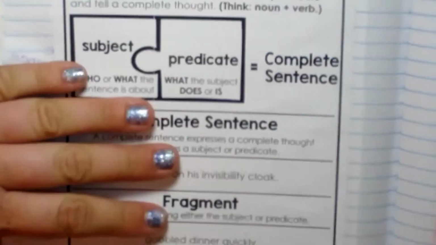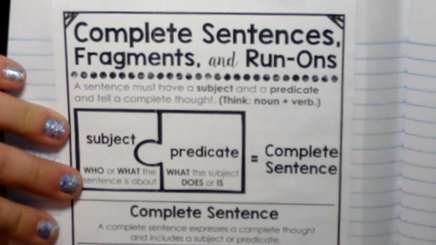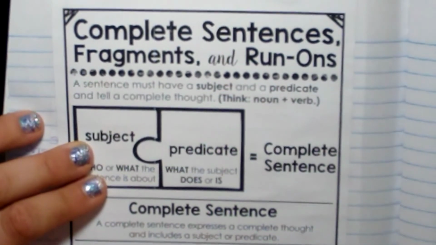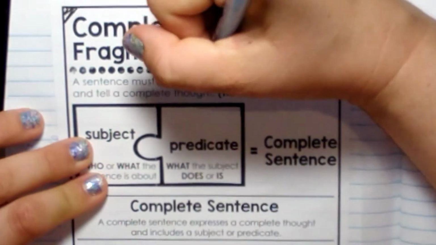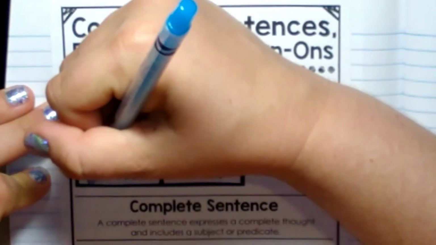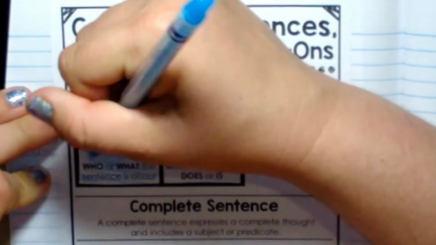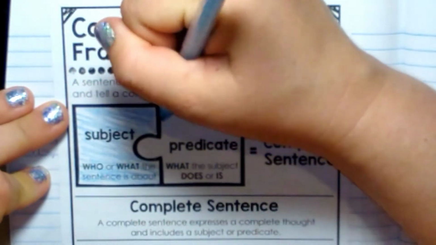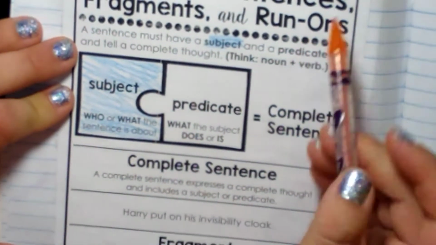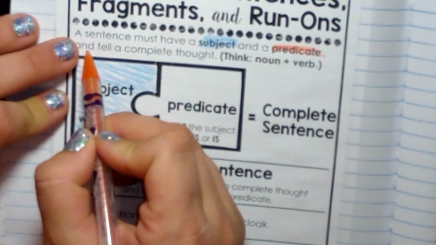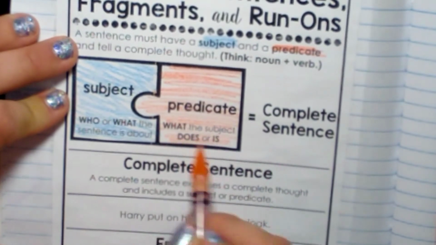Okay? So yesterday we talked about run-on sentences. Last week we talked about complete sentences and fragments. As a review, a sentence must have a subject, and I'm actually going to use the same colors. It must have a subject and a predicate. The subject is who or what the sentence is about, if you remember. Okay? The predicate tells a complete thought. It is the verb. What does the subject do?